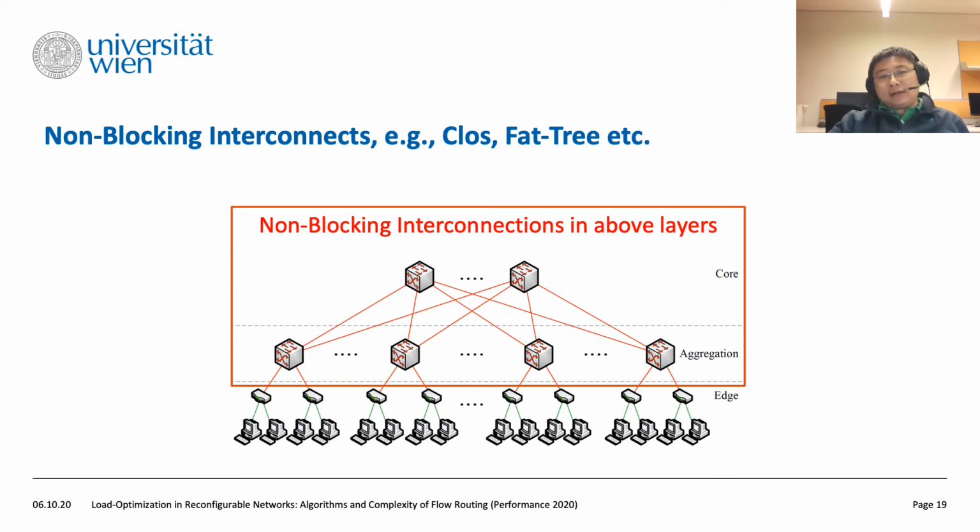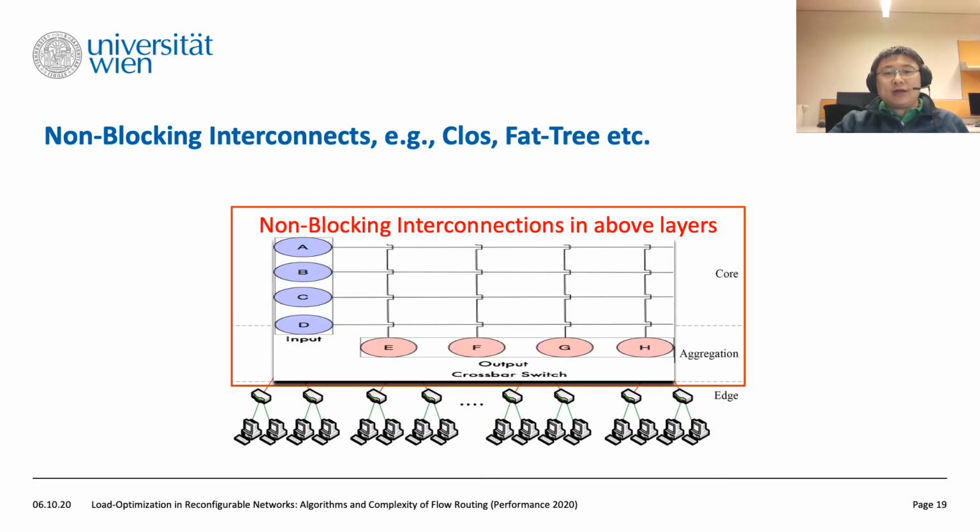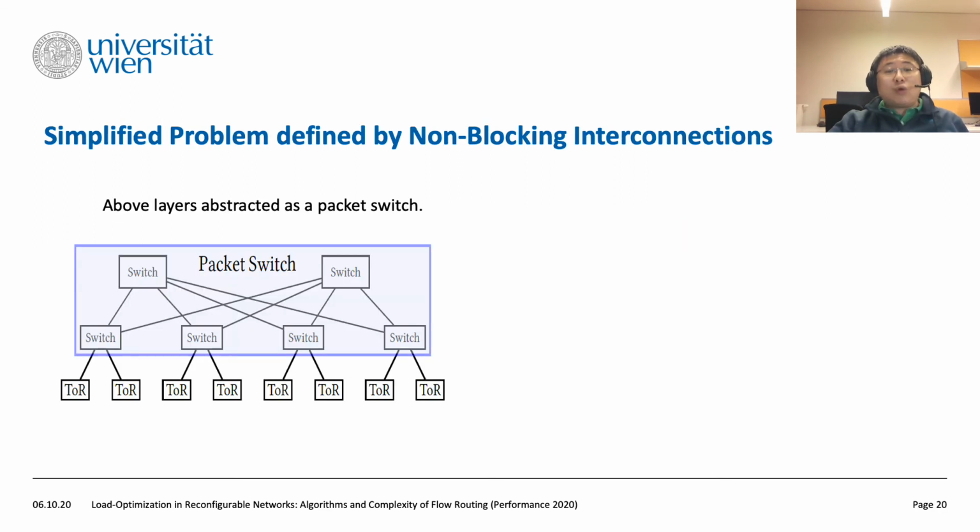Fortunately, fat tree and Clos networks in data centers usually implement something called non-blocking interconnection in the above layers. It means the above layers are like a crossbar switch, with plenty of connectivity and bandwidth. That's why they can be further abstracted as a packet switch for all the above layers. Then the bottleneck occurs only in this layer. This is what we will focus on.